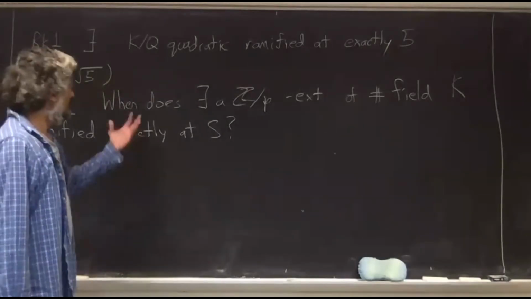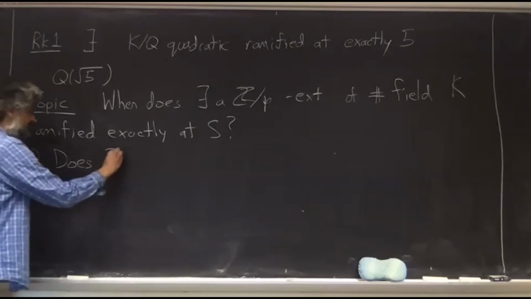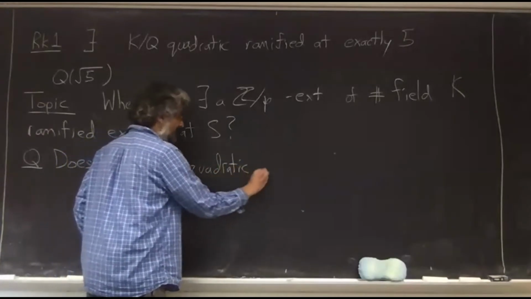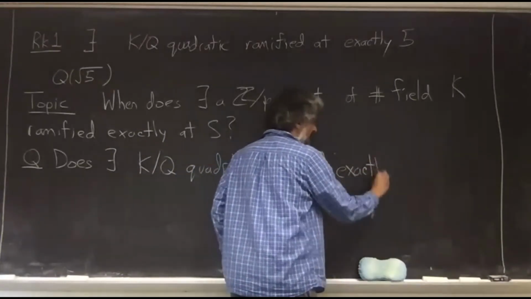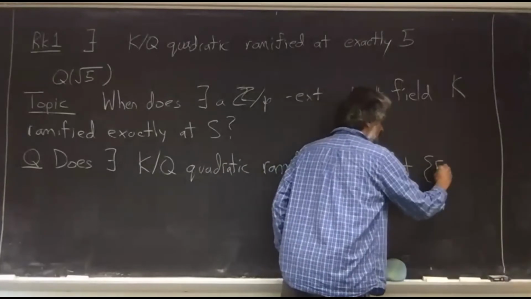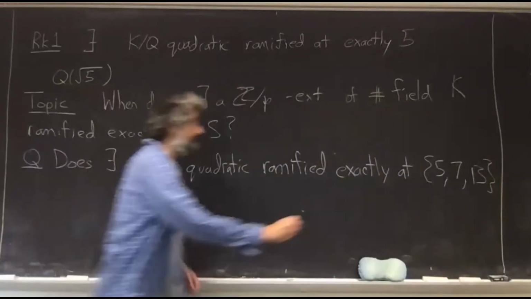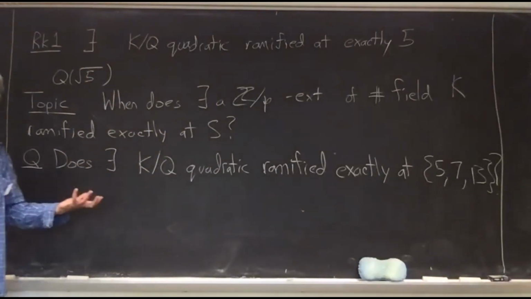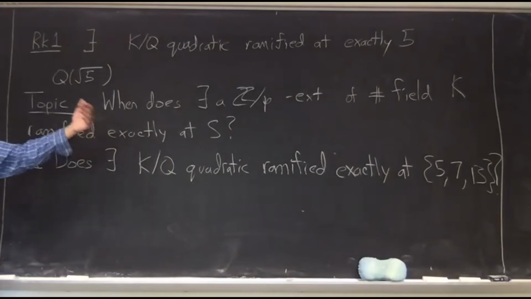Okay? So maybe I'll ask the second polling question now, and that is, does there exist K over Q quadratic, so this is for everybody, ramified exactly at, I think I had 5, 7, and 13? Now, 5 and 13 are 1 mod 4, so we know that there are those extensions, just like we have Q root 5. But for 7, that is not the case, right?